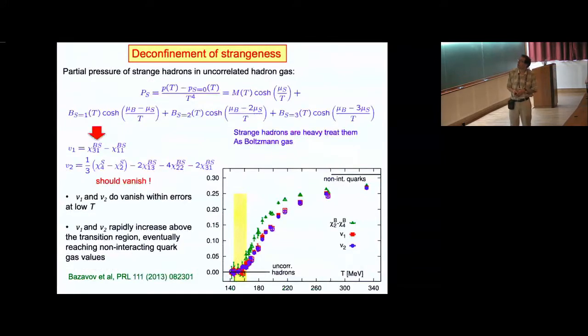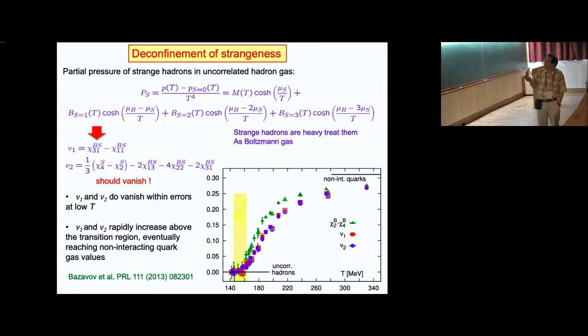Okay, so now let me continue with the fluctuations, but we try to understand a little bit better the low temperature part of these fluctuations, which I argued can be understood in the Hadron Resonance Gas. So I will now try to scrutinize a little bit what happens at lower temperature and to what extent we could understand it in the Hadron Resonance Gas. One important example which we understand reasonably well right now, or at least better than other sectors, is strangeness.